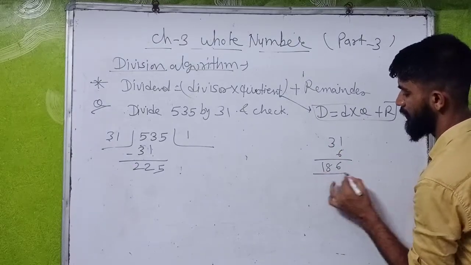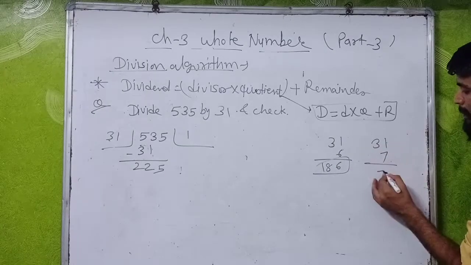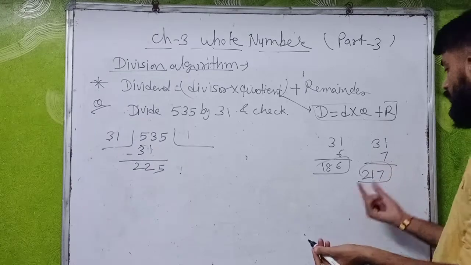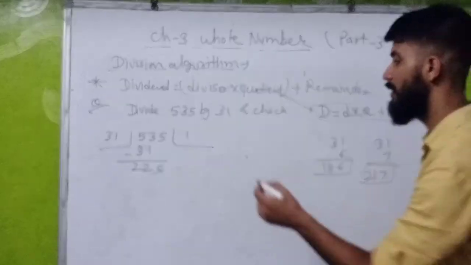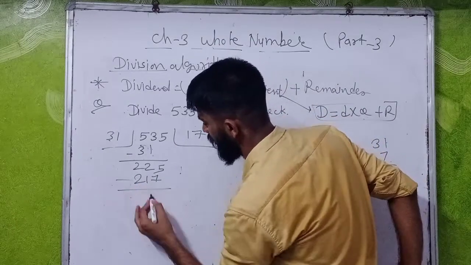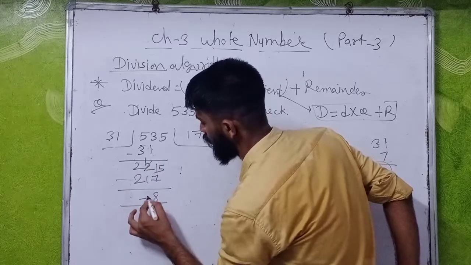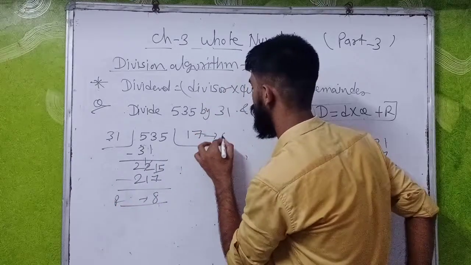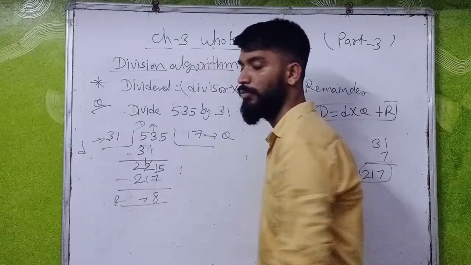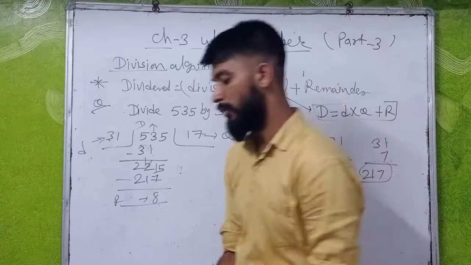So we will check. 6 times 31 is 186, yes it is possible. So next, 7 times is also possible. The nearest is 217, so we take 17 times 31, and subtracting, it becomes 8. So this is your R, this is your Q, this is your capital D and this is your small d.